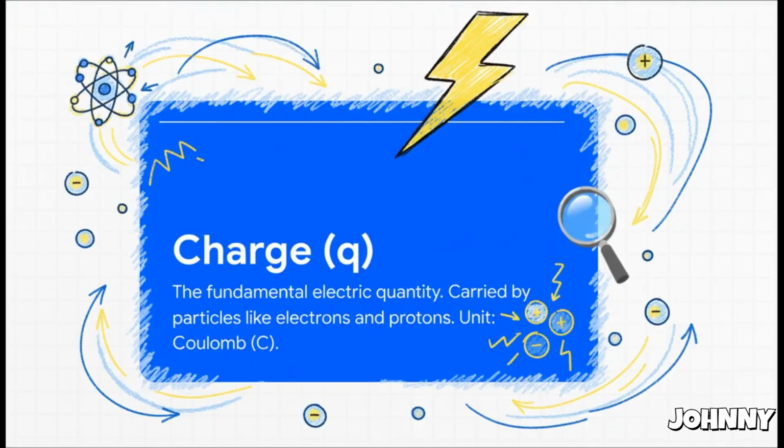Okay, so it all starts with charge. Think of this as the absolute most basic building block of electricity. It's a property that tiny particles inside of every atom have, particles like electrons. You can just think of it as the raw stuff of electricity.